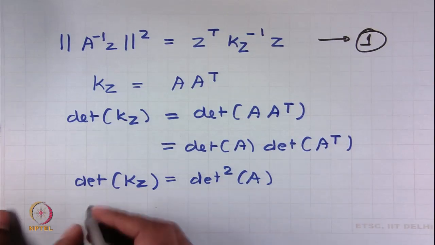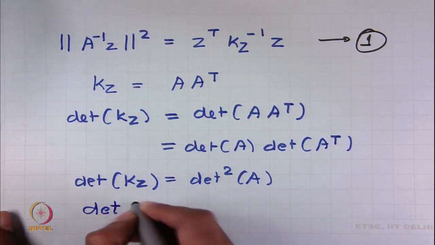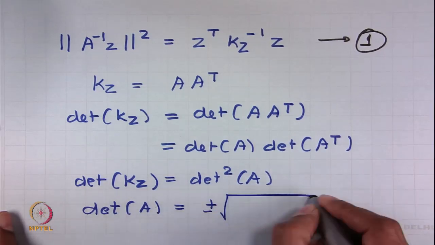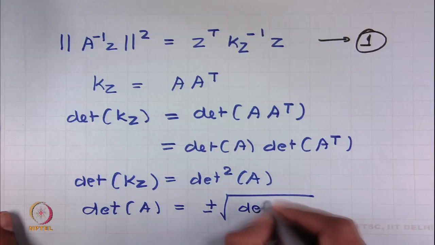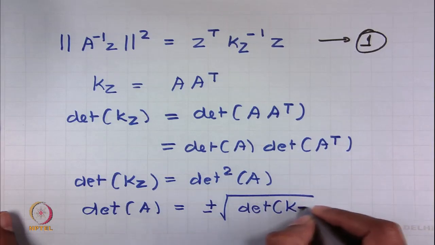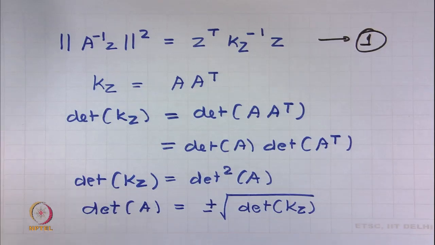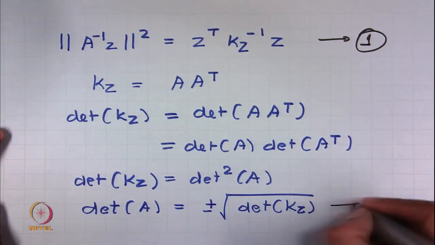and so determinant of A will be plus or minus square root of determinant of K Z. So, this is the second equation that we will use.